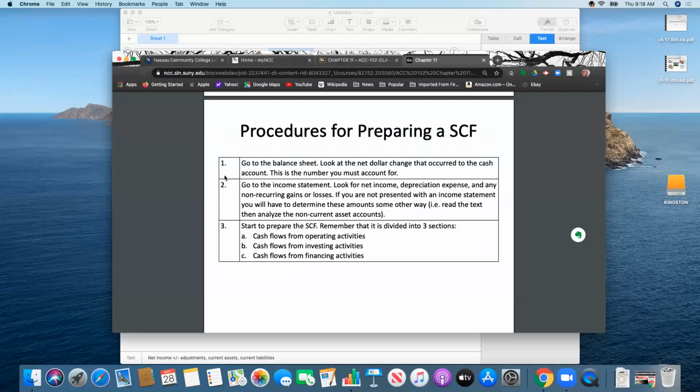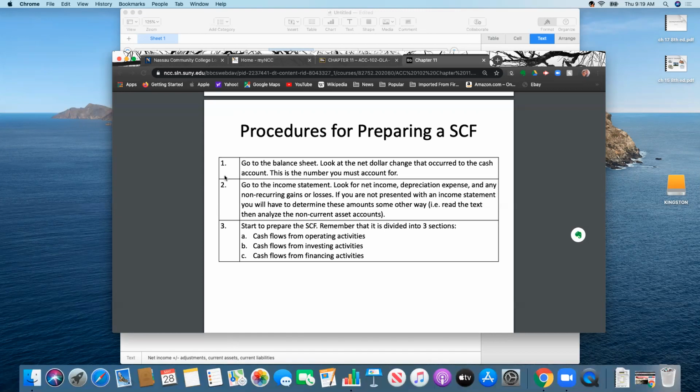Net income is the starting point. Now remember, net income is an accrual basis number. In other words, included in that income are sales that came through accounts receivable, not cash, right? Included in net income were expenses recorded with accounts payable, for example. So what we're going to need to do is convert that net income from an accrual basis number to a cash number. So we'll see how to do it.